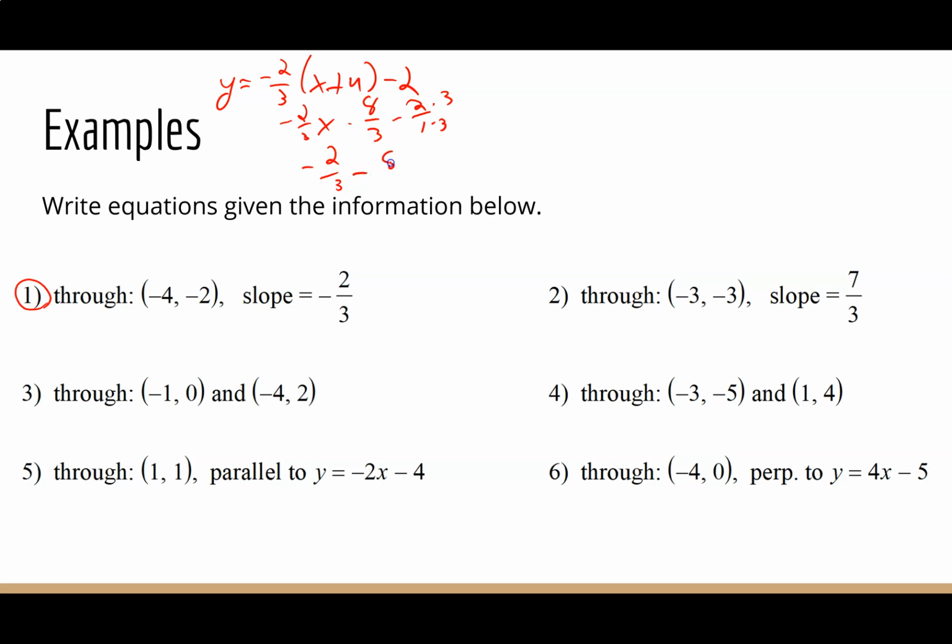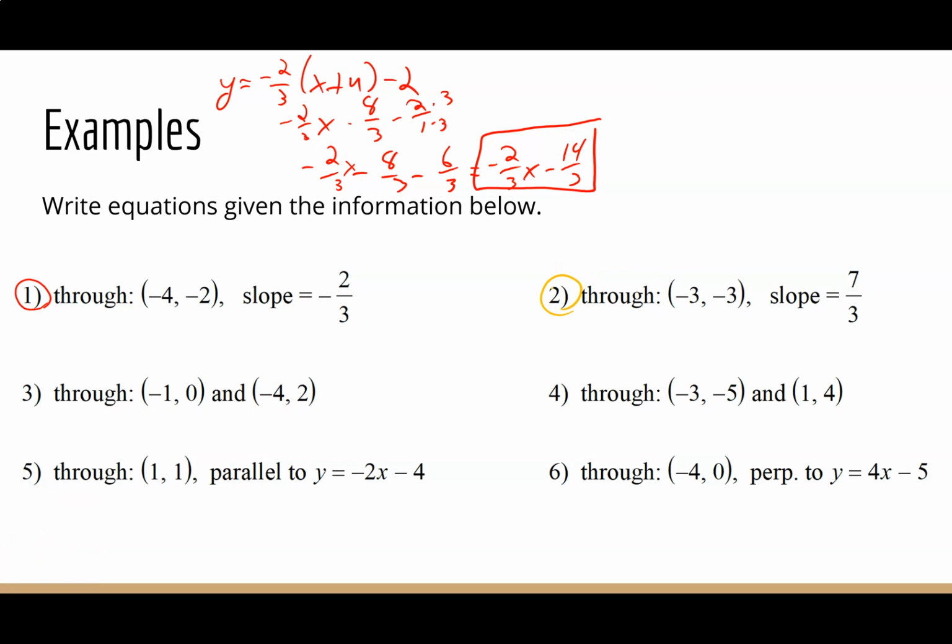-2/3 minus 8/3 minus 6/3, and combine, I get -2/3 x minus 14/3. That's my y equals. Okay, let's choose a different color. Let's go with, not yellow, that's hard to see. How about orange? Orange for number 2.